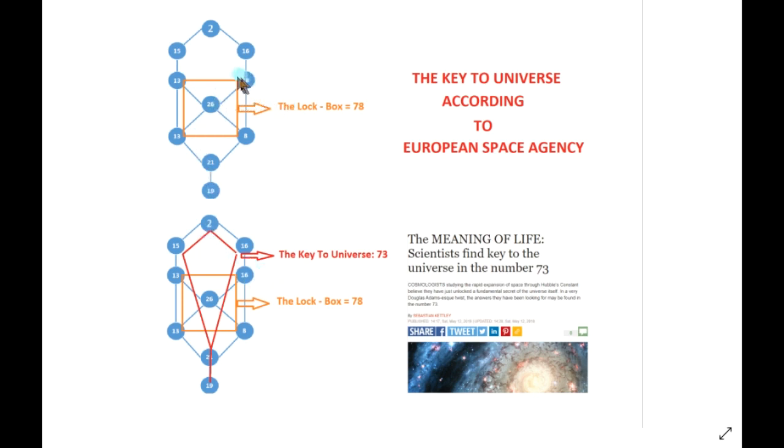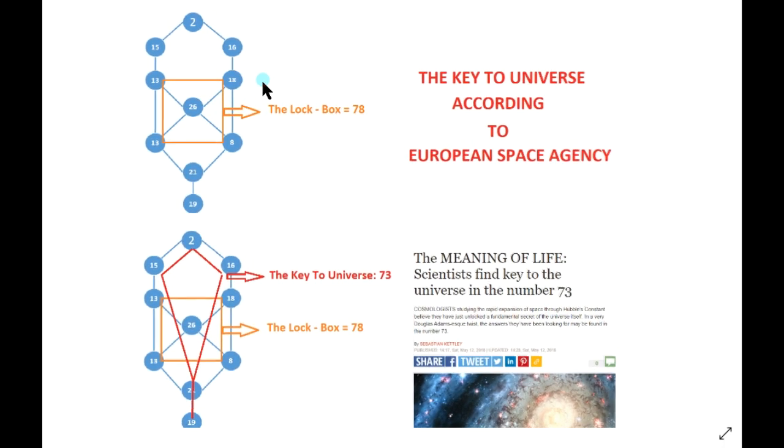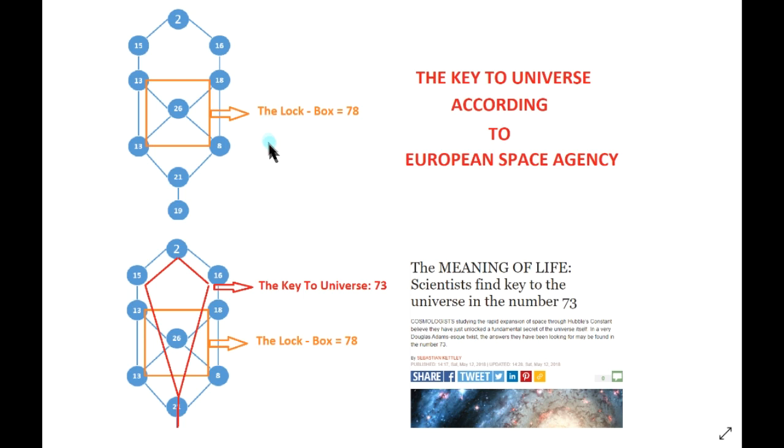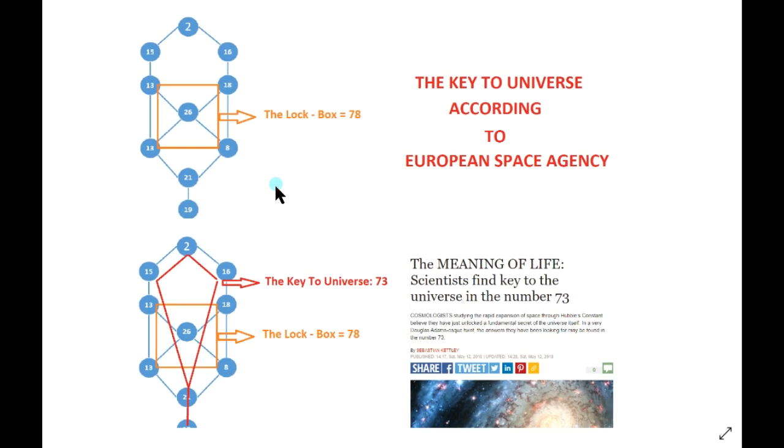And that key, if you remove this part, the orange one, you will be left with these 5 circles: 2, 15, 16, 21, 19. That is equal to what? 73. And 73, according to the European Space Agency in their announcement, is what scientists have found to be the key to the universe. If you want to know more about it, you can go to my previous video where I spoke about 73 and how it's related to the expansion of the universe.